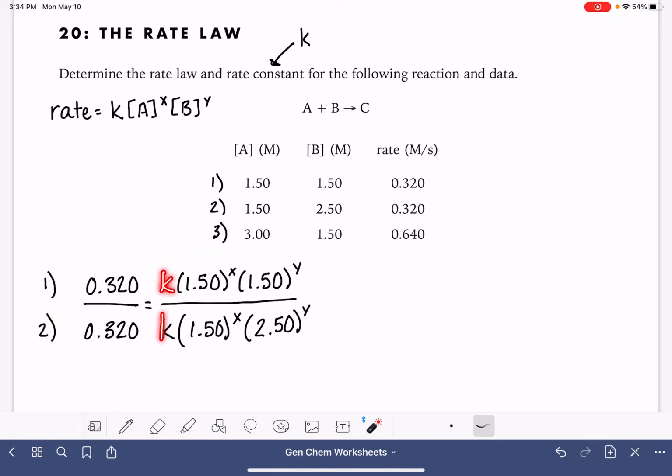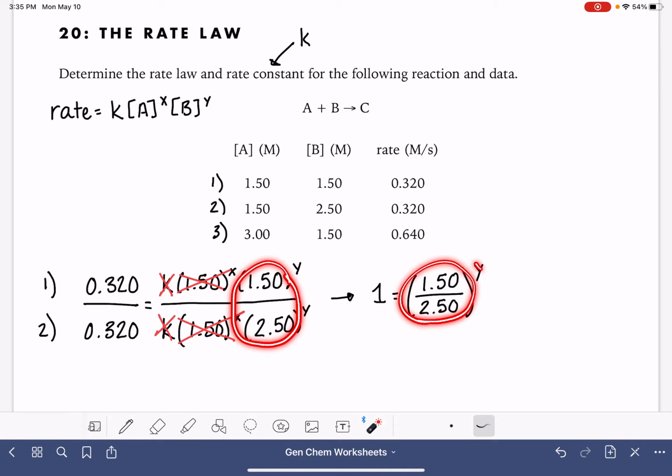For example, we don't know what K is, but we know that K is the same thing as K, so K divided by K is going to cancel itself out. We'll cross that off. Also, we don't know what X is, but we do know that 1.5 to the X is going to be equal to 1.5 to the X, so we can cross that off as well. And then, of course, 0.32 divided by 0.32 is mathematically just going to equal 1. So we can simplify this equation quite a bit. 0.32 divided by 0.32 is 1, and that is equal to 1.5 over 2.5 raised to the Y. Since both of these are raised to the Y, I can put the 1.5 and the 2.5 in its own set of parentheses and the Y on the outside.